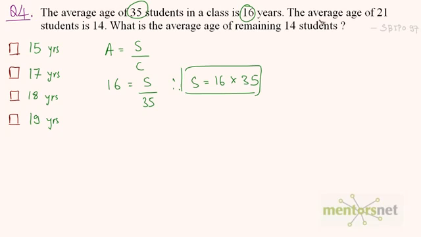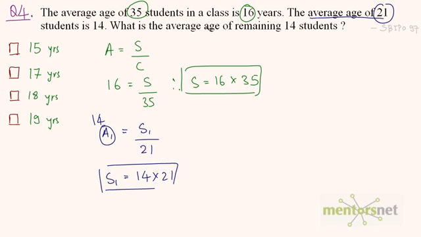Then we have been given the average age of 21 students. So let's name that A1 is equal to the sum, we don't know, let's put it S1, divided by the count, which is 21. The number of students is 21. And this average is given to us as 14 years. So S1 is equal to 14 times 21.